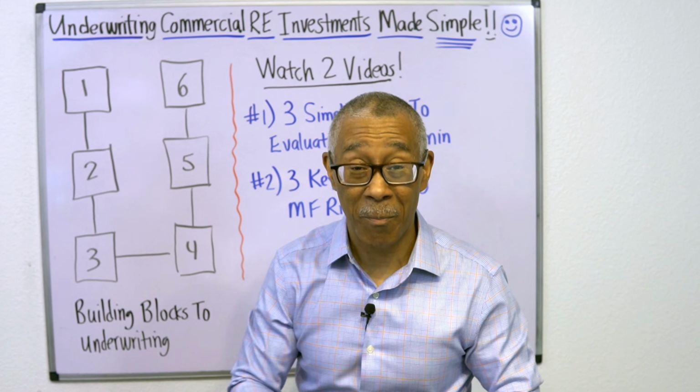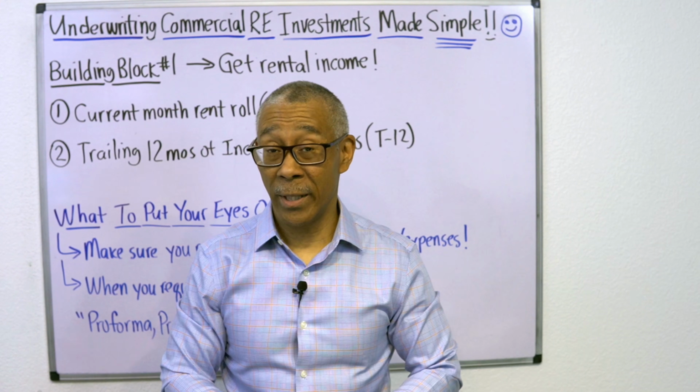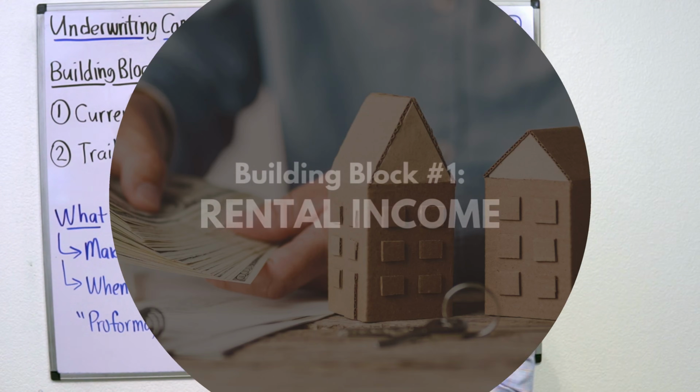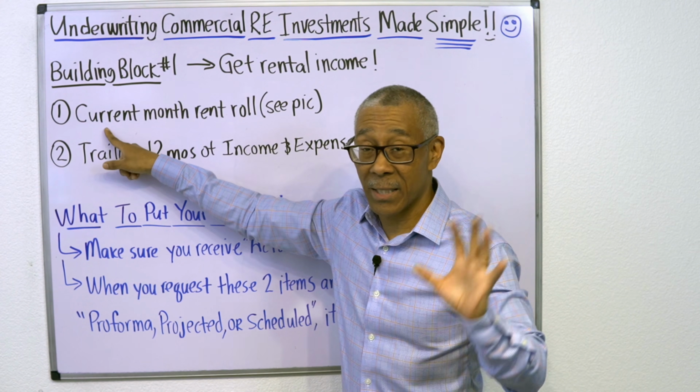Again, these 2 would set you up for success. Let's get started with building block number 1. Here we are with building block number 1 for underwriting your deal. The first building block is to get the rental income of the entire property. Now, here's what you need. You need to get 2 things.